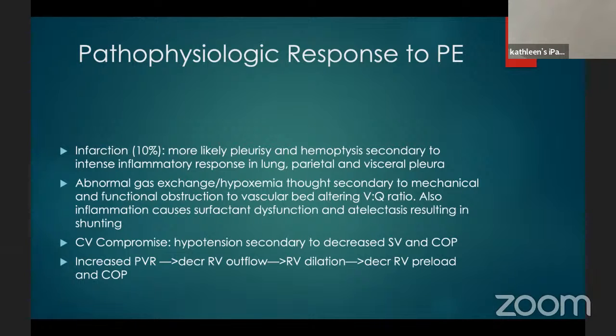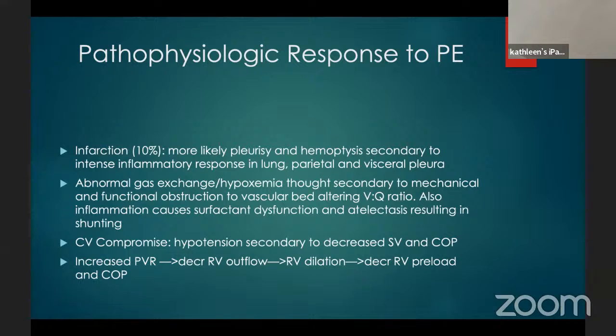Abnormal gas exchange and hypoxemia is thought secondary to mechanical and functional obstruction to the vascular bed, altering the ventilation perfusion ratio. In addition, inflammation causes surfactant dysfunction and atelectasis, resulting in shunting.